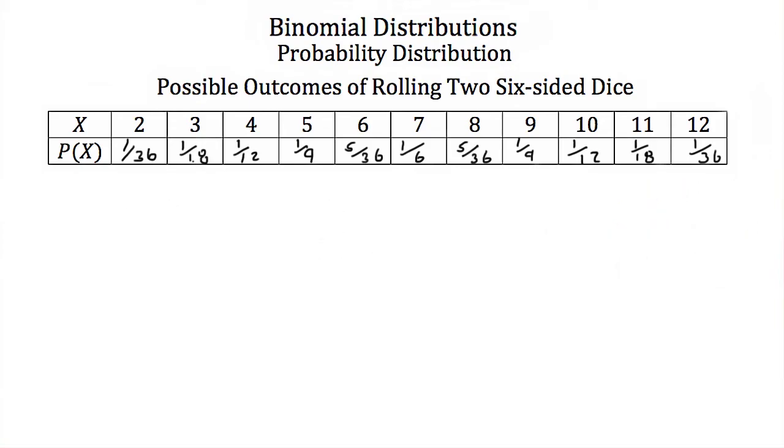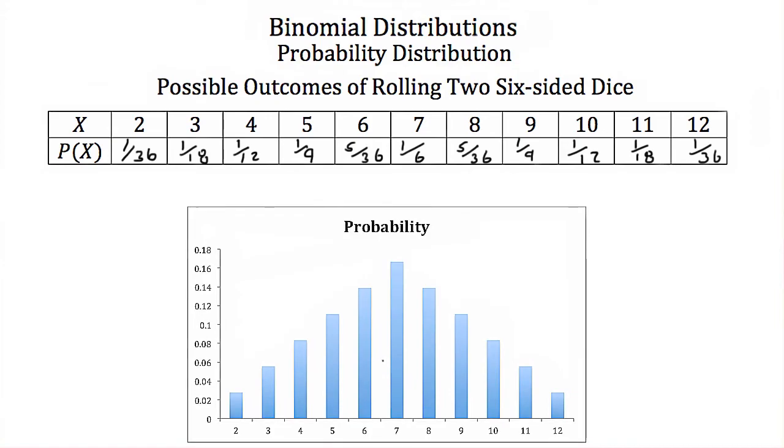So we found all the different values of probability for all of our different values of x. And if we wanted to express this as a histogram, it would look something like this. Notice again that our x values are on the x-axis and our probability values are on the y-axis. Notice that 7 has the highest probability. And then as we move away from 7, our probability decreases. But this is the shape of our probability distribution.